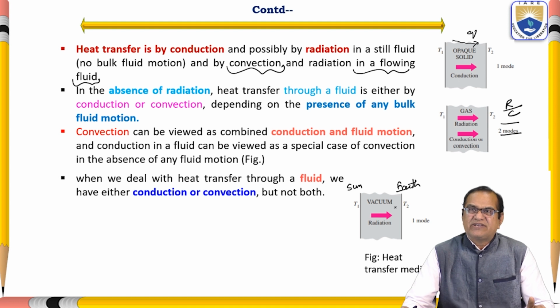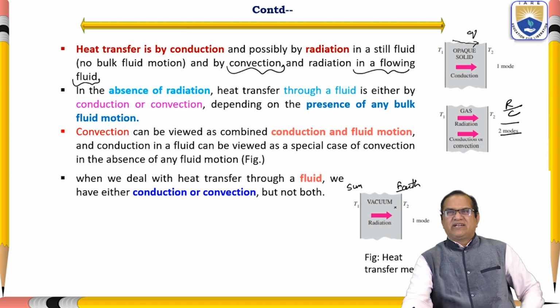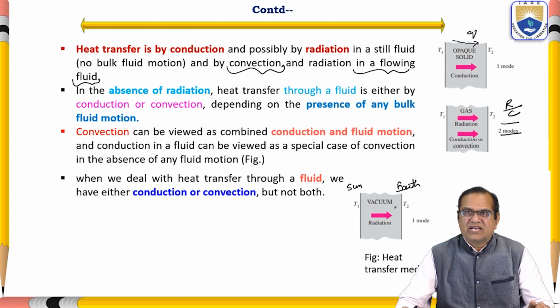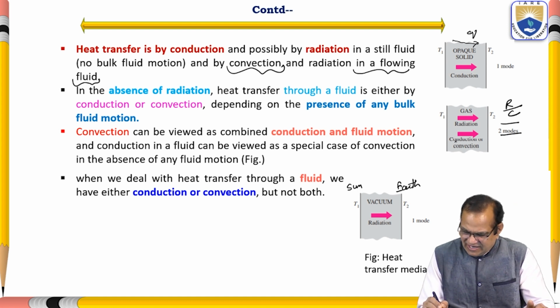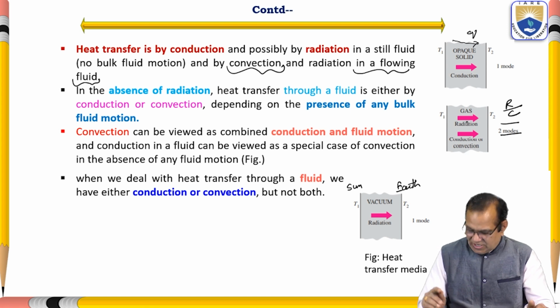When we deal with heat transfer through a fluid, we have either conduction or convection, but not both. So if we are taking heat transfer through a fluid, we will have conduction or convection, but both will not be present. Here you can see conduction or convection. Only one will be there, both will not be there.